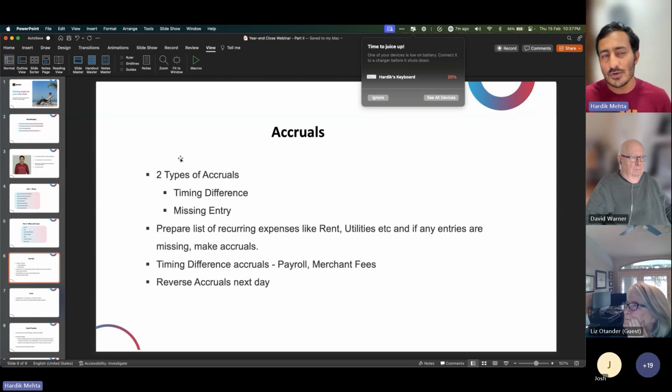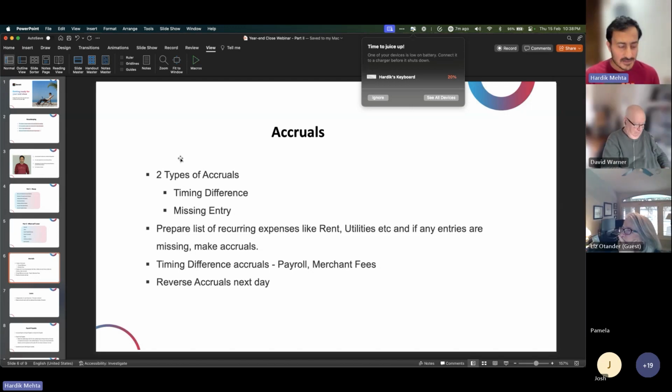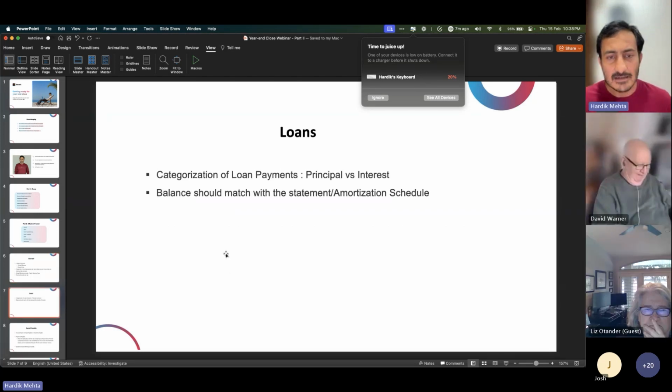Typically, I have seen that the kinds of expenses for which we have to accrue remain the same. Most of the time, it's payroll and merchant fees. Sometimes I have seen people accruing interest, right? So I think as long as we know the list of expenses that typically require accruals, that makes it super easy.